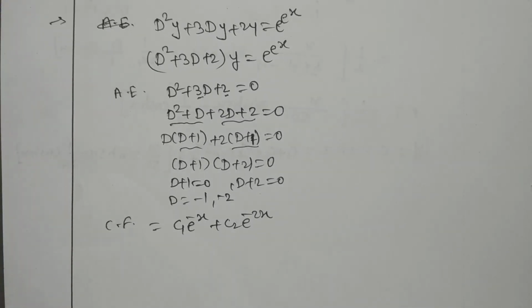So what is the formula for PI? PI is equal to 1 upon phi of D into f of x.